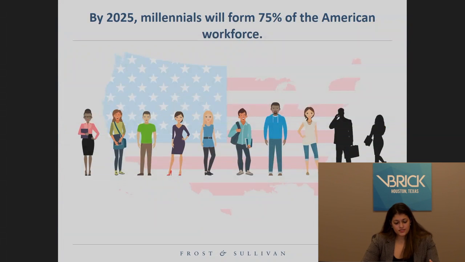So traditionalists is the generation that is between the age of 65 and 88. And we see that this generation is quickly disappearing from the workforce. This generation was characterized by loyalty, stability, and attention to detail. The baby boomers, that's people between the age group of 46 and 64, are rapidly reaching retirement age.